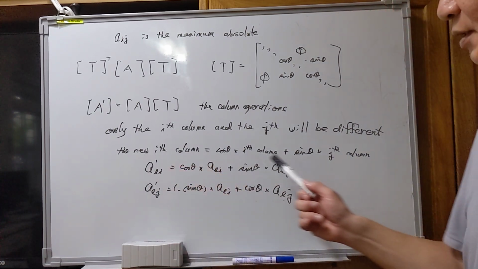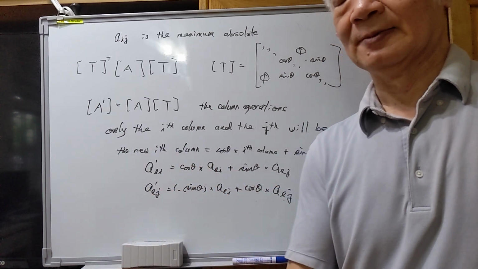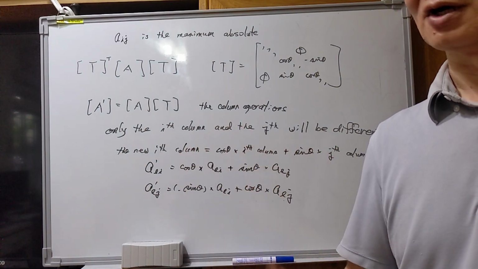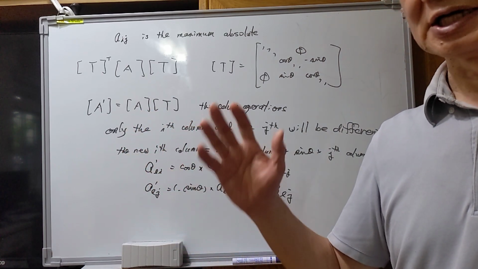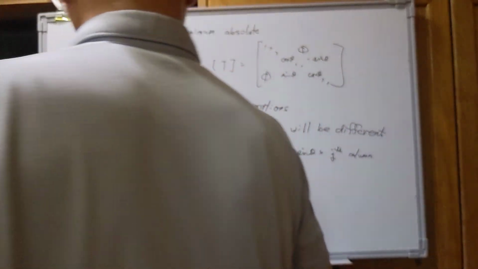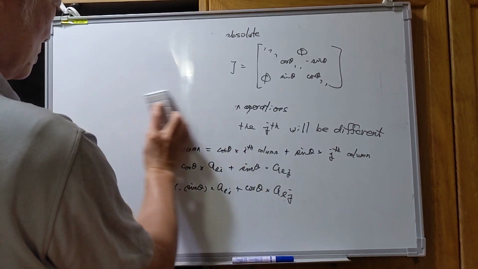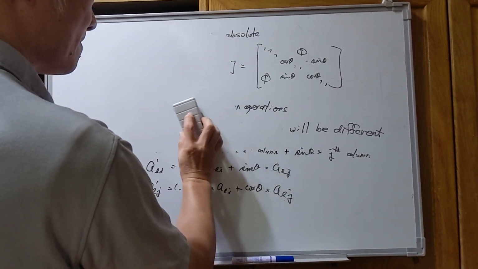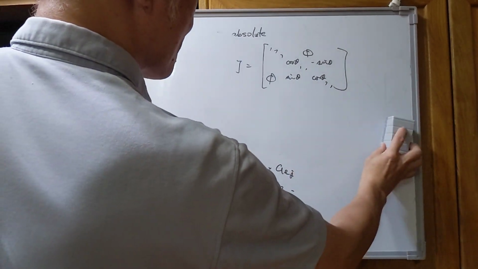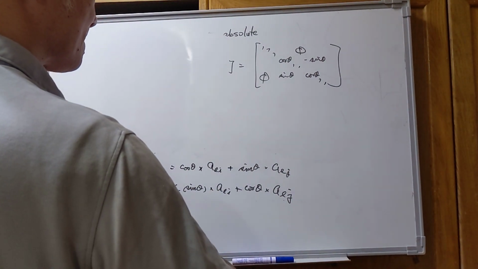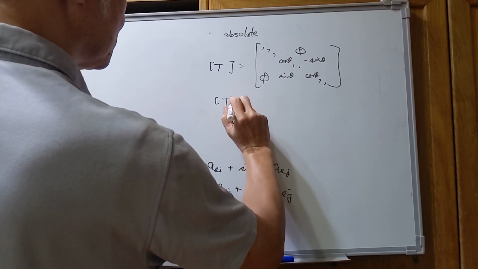So these two formulas represent the new elements of the A prime, and all other elements are the same as the original A matrix. Okay, so that's the T matrix. And what is the T transpose?